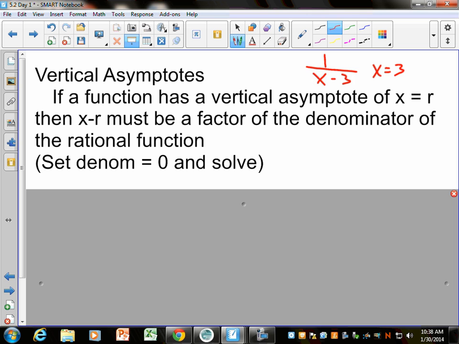So how do you find vertical asymptotes? Here's what I think you should write down. You can write that whole sentence if you want. But all you have to do to find vertical asymptotes is set your denominator equal to 0 and solve it. And hopefully you see the connection between your domain and your asymptotes. Your domain is what x can't be. Your vertical asymptotes is what x can't be. So if you know your domain, then you know your asymptotes. If you know your asymptotes, then you know your domain.